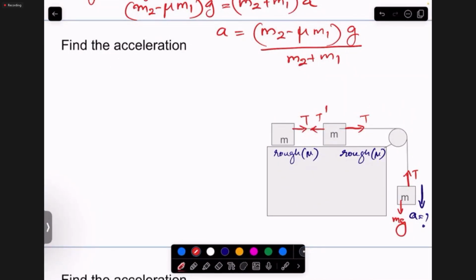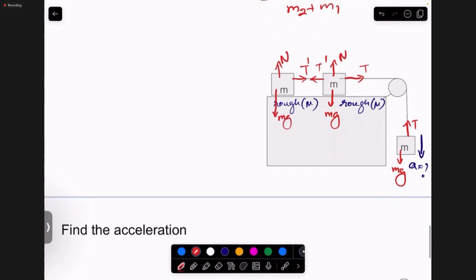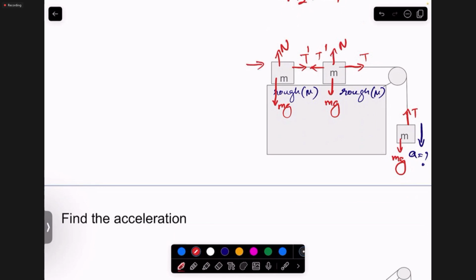Okay. Here, this is a different string between these two blocks. So we will take different tension over here. Now, because of this block, there will be a weight here and normal reaction here. Because of this block, there will be another weight here and the normal reaction here. And all of this are moving at the acceleration A.